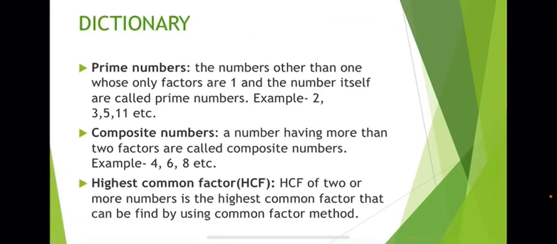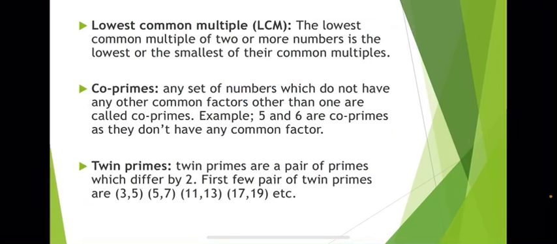Before starting the detailed explanation of the concepts, let us discuss the new terms that come in this chapter. First one is prime numbers, composite numbers, highest common factor, that means HCF, lowest common multiple, that means LCM, co-prime numbers, and twin prime numbers.